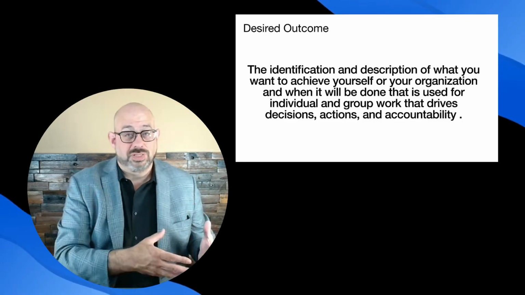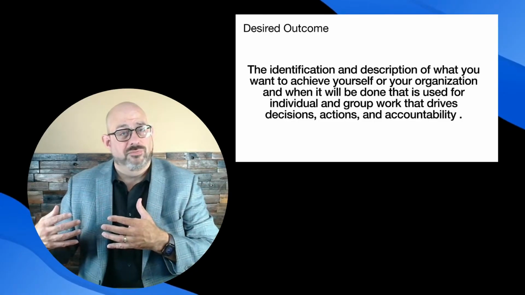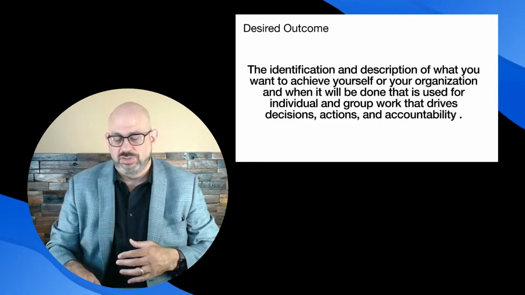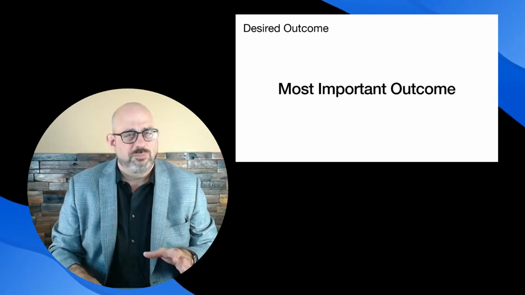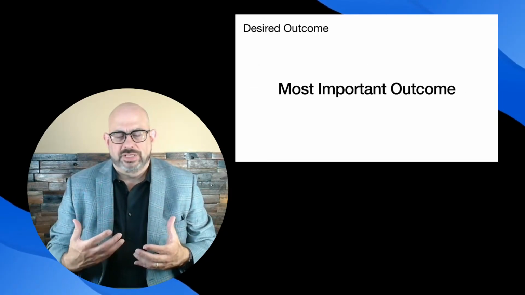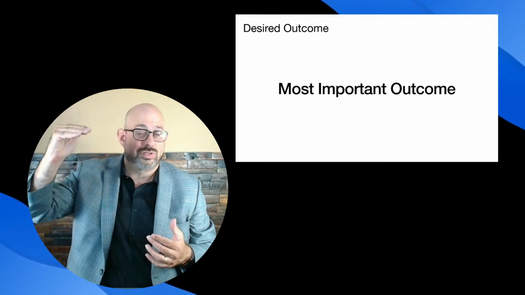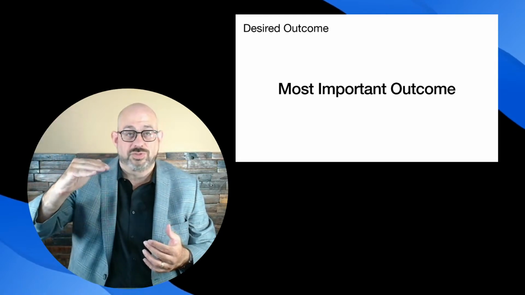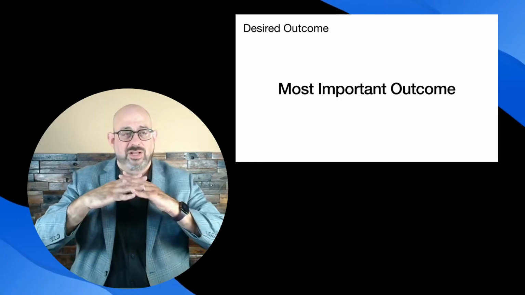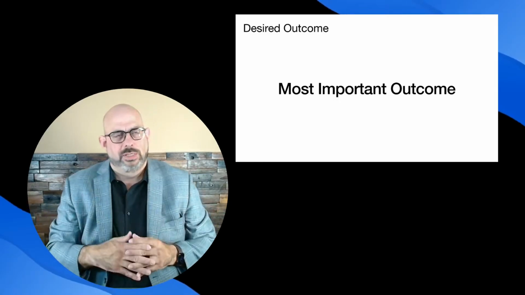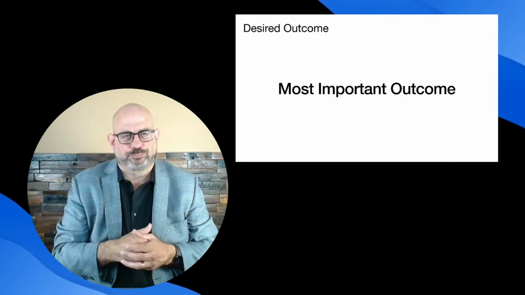And this can be done for you as an individual. It can be done for teams, for organizations. And there'll always be multiple desired outcomes in business. You'll have the primary one for the organization, and then you'll have the one for your team, for individuals. The idea is that they all mutually support each other. There's a lot more that goes into that.